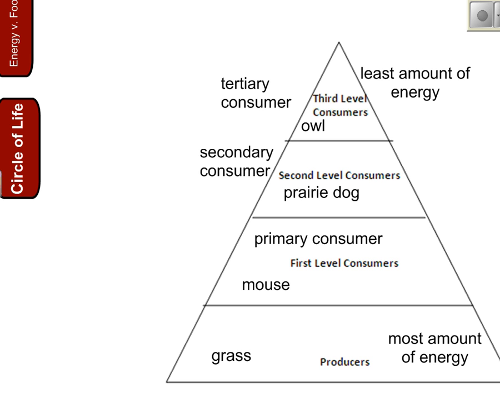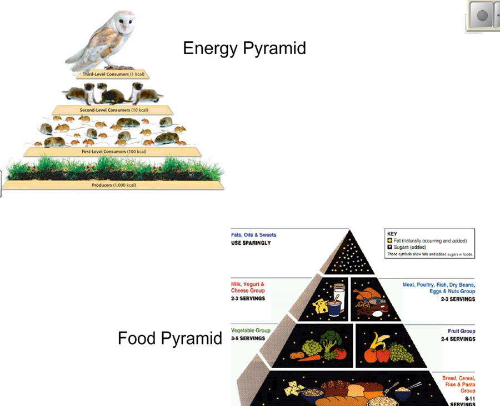Now, there's a common misconception with 7th graders that energy pyramid is the same as a food pyramid. So let's debunk that right now. Let's take a look. This is an example of our energy pyramid that we talked about. Remember, you have your producers, a lot of first level consumers, not quite as many second level consumers, and not very many third level consumers.